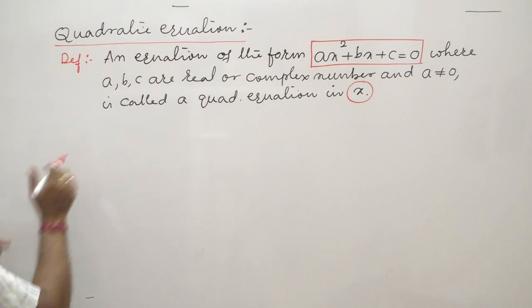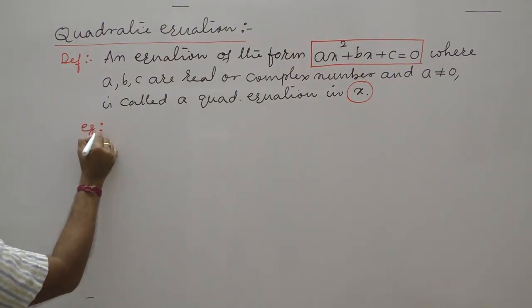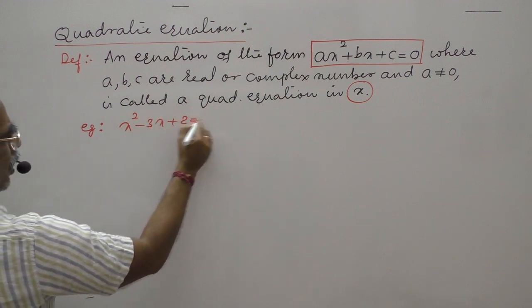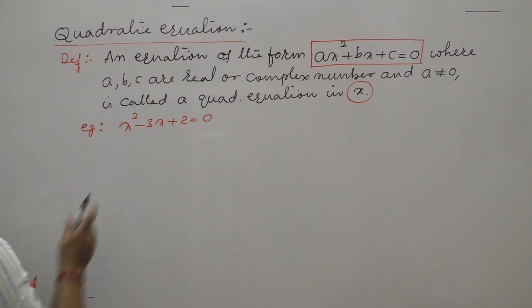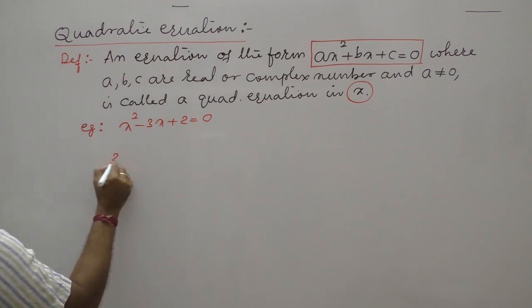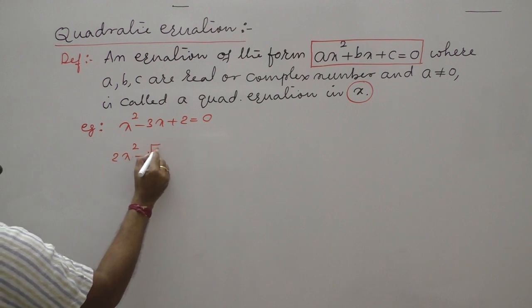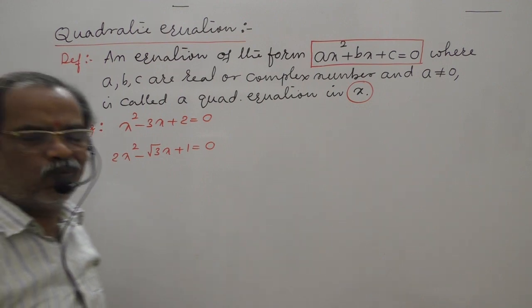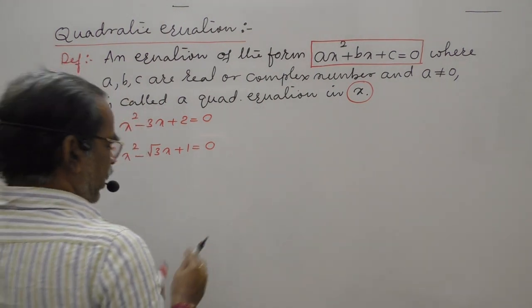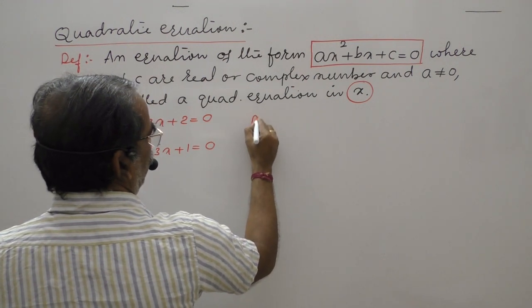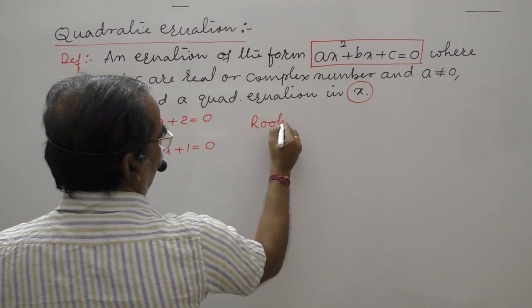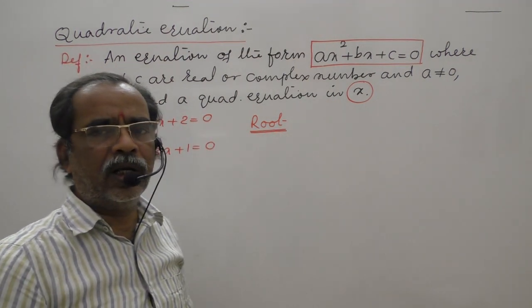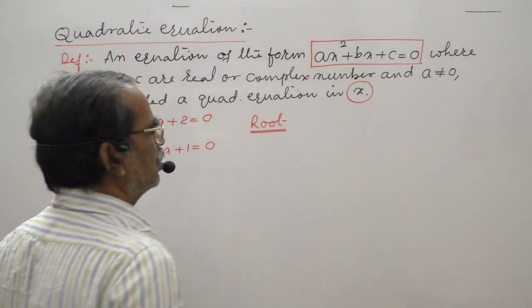Yes, for example, x square minus 3x plus 2 is equal to 0. This is a quadratic equation. And 2x square minus root 3 x plus 1 equal to 0 is also a quadratic equation, etc. In this we have one more definition: root. For quadratic expressions we have zeros. For quadratic equations, roots. Almost the same definition.